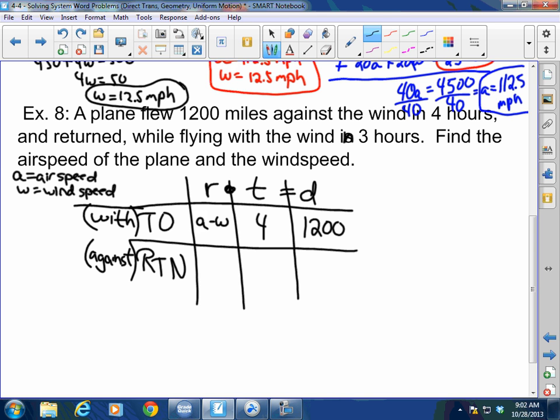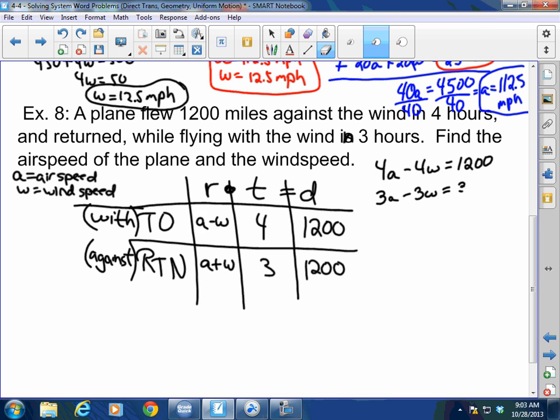Okay, awesome. The return flight, while flying with the wind in 3 hours. So the distance still is the same, 3 hours. With the wind, though, it's an addition. So now I have a system. I've got 4A minus 4W equals 1,200. And I've got 3A plus 3W equals 1,200. Sorry.